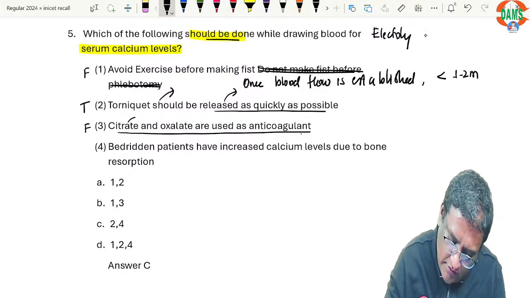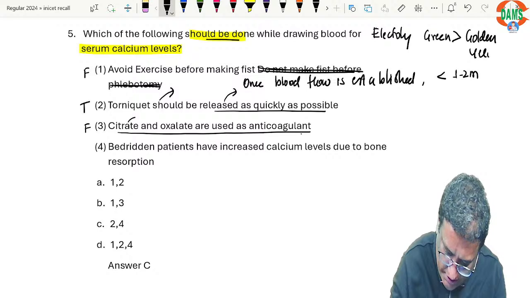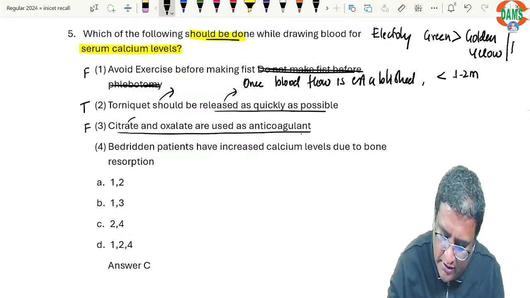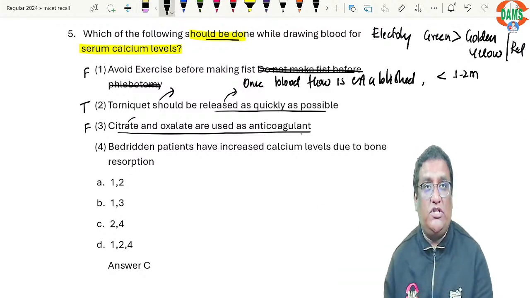Most, yes, green vacutainer, heparin, or if not available, you can use golden yellow. Golden yellow will be serum tubes, right? Golden yellow or red serum tubes can be used for any electrolyte. This was also a question later on.